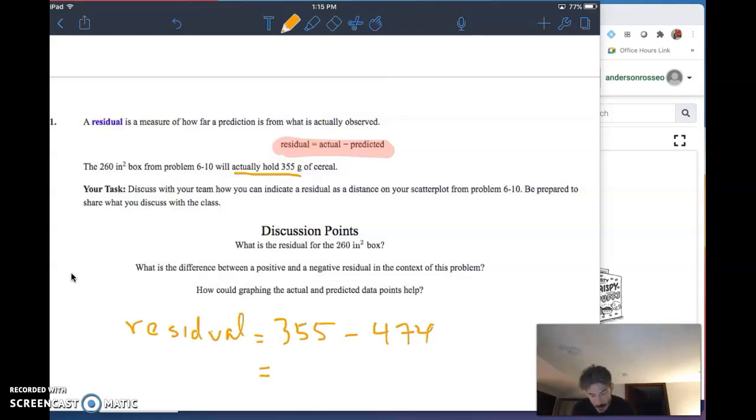Now, before you balk at negative 119 and say, holy cow, something must be wrong, it is okay for residuals to be negative. And what that means is that our residual predicted that this box would hold 119 grams more than the actual amount, or the actual amount was 119 under the prediction.